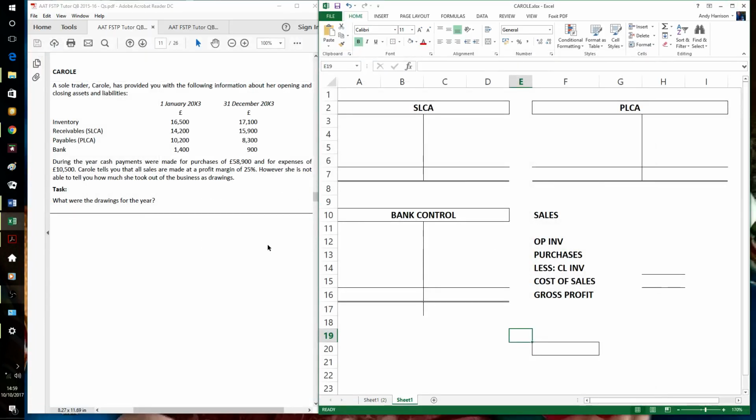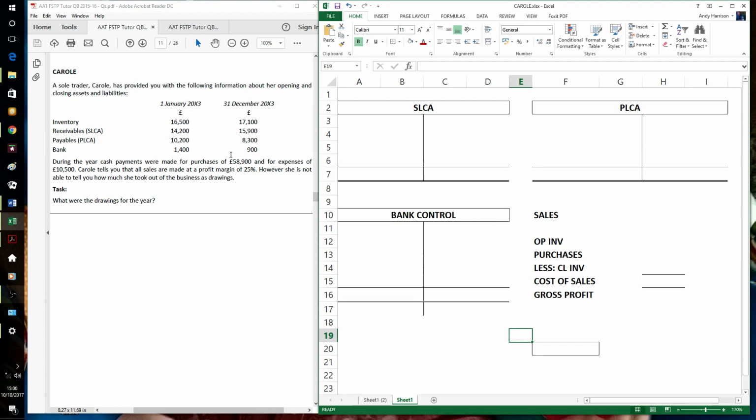So this is the question. I borrowed it from Kaplan. It's an old Kaplan question. It's perfectly good for our purposes. Other publishers have perfectly good questions as well. And we have got Carol, a sole trader, telling us we need to know the drawings. So that's the end result, but in the meantime we'll work out lots of other numbers.